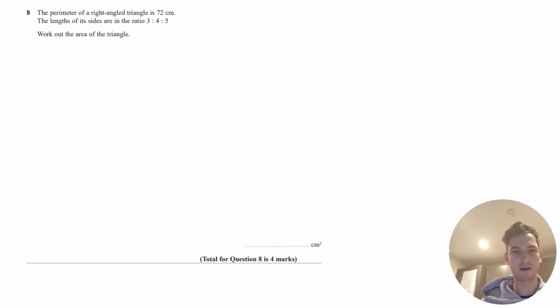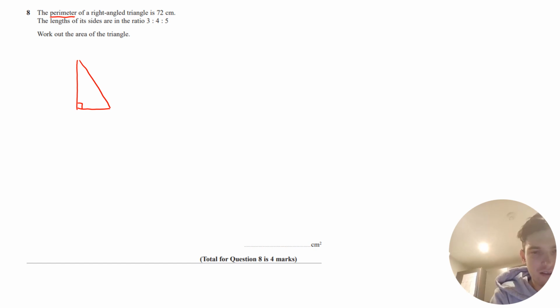Okay, perimeter of a right angle triangle is 72. So perimeter, distance around the outside, is 72. The length of all its sides are in the ratio 3 to 4 to 5. Okay, so I've got a right angled triangle. Let's just draw one out. And the perimeter is 72. And I think that the lengths of its sides are 3, 4, 5. I know that 5 is the longest one. It's the hypotenuse because the hypotenuse is the longest side.